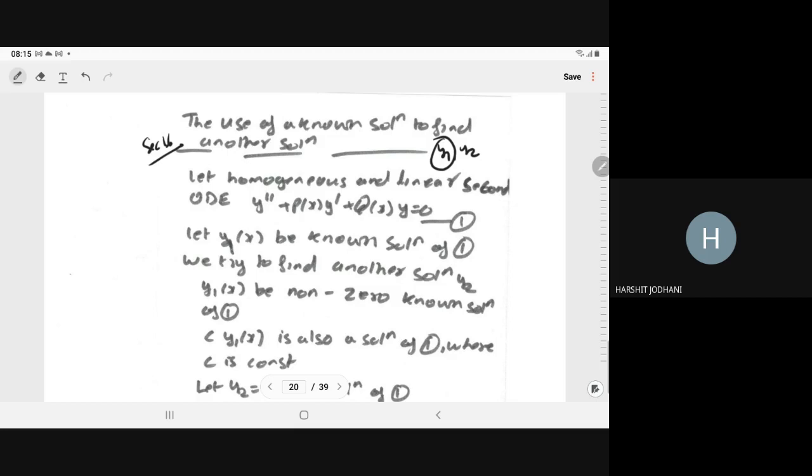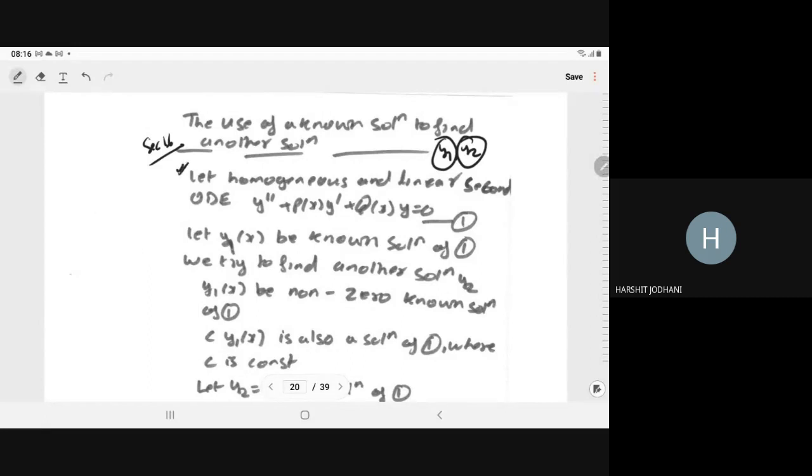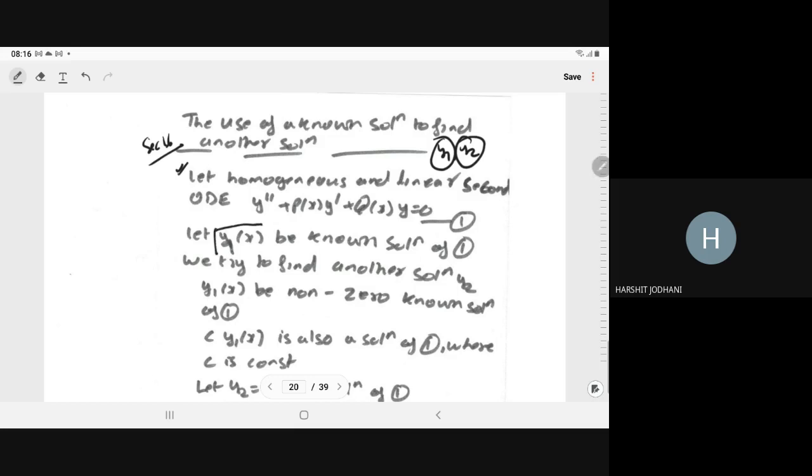Now the question arises: if one solution is known, can we derive another solution, which should be linearly independent, so that we can write the general solution? So let the homogeneous linear second order differential equation be y double dash plus p(x) y dash plus q(x) y is equal to 0. And assume that y1 is the known solution of the first. So now we have to determine another solution.